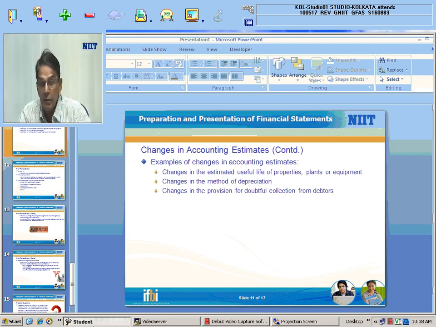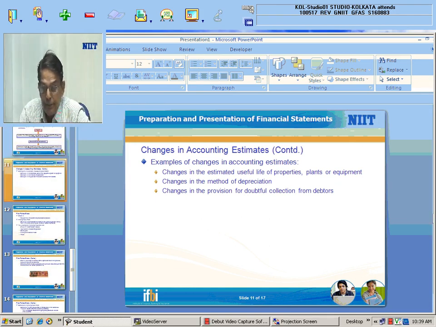Occasionally, it may be difficult to distinguish between changes in measurement basis and changes in estimate. Changes in measurement basis are changes in accounting policies, and changes in estimate are changes in accounting estimates. If it is difficult to distinguish whether it's a change in accounting policy or a change in estimate, in such cases the change is treated as a change in estimate. And changes in accounting estimates are always adjusted prospectively in the period in which the estimate is changed.